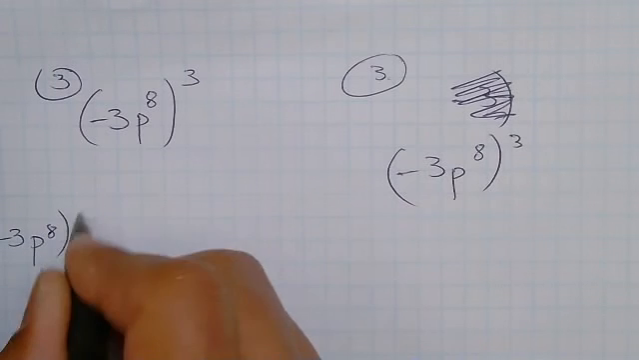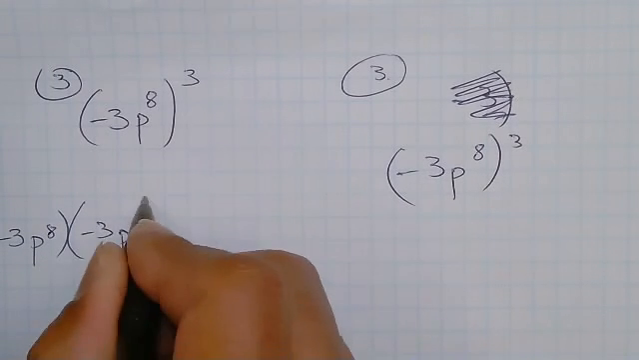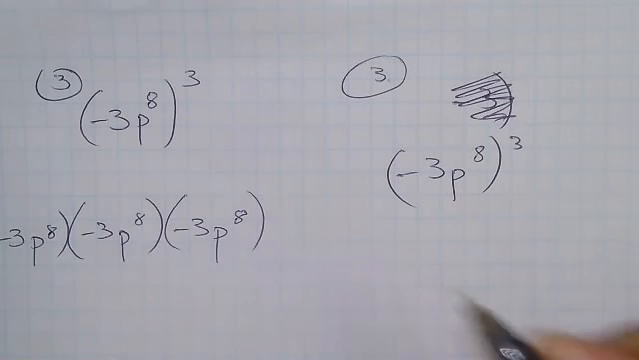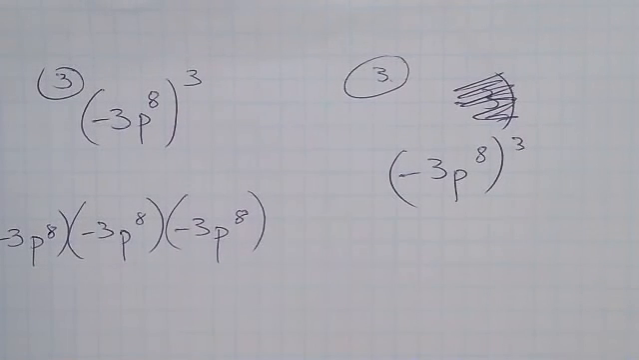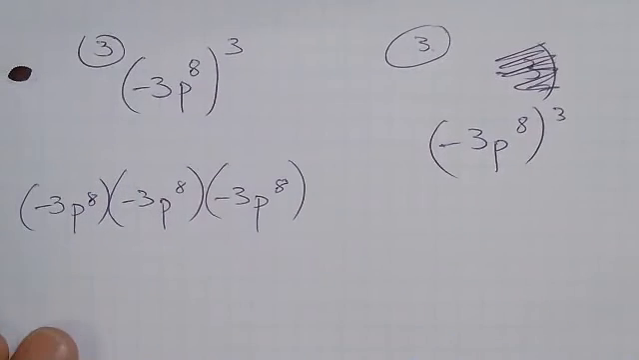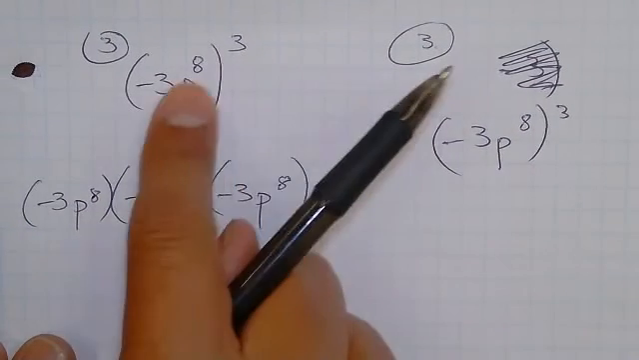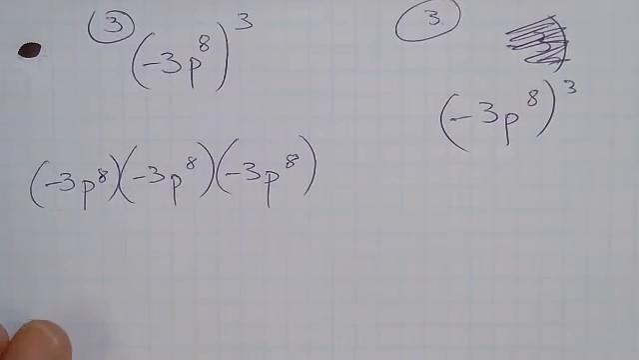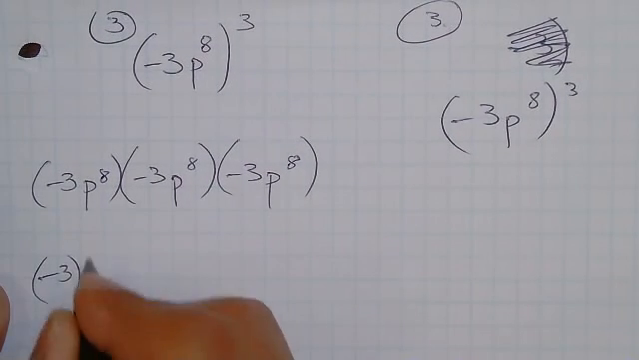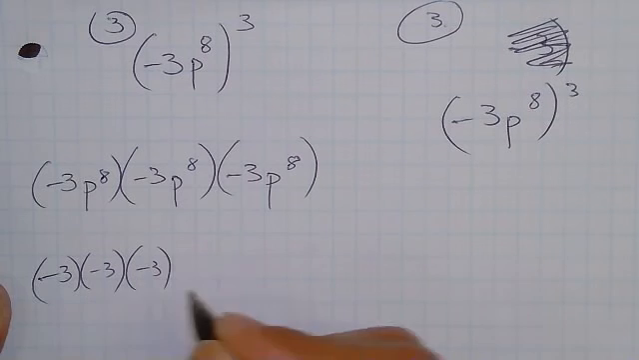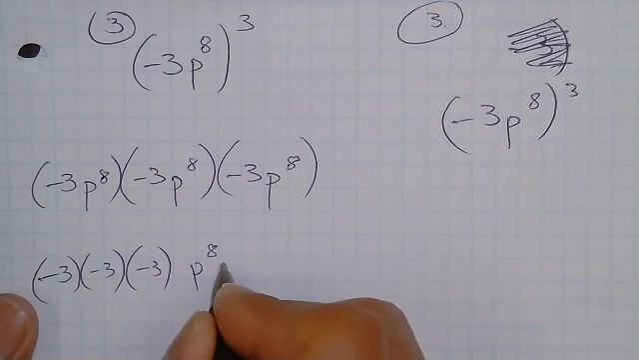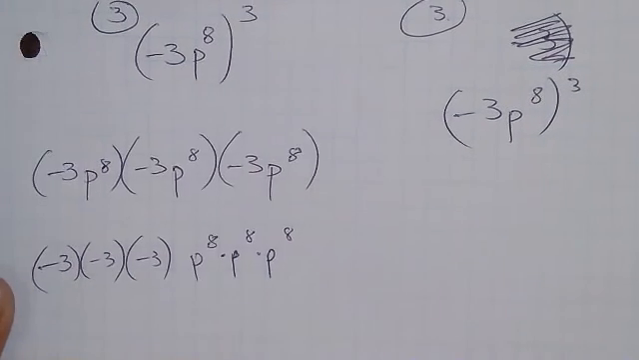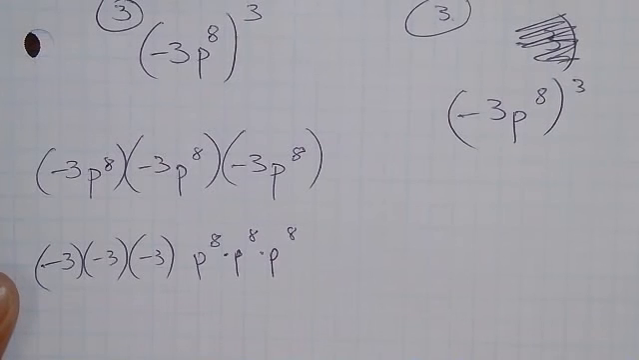Okay, product rule means I gotta write 3 of these bad boys right here. Negative 3p^8 multiplied by negative 3p^8, right? Because that's multiplication. If you want to sit there and look at it this way and that works for you, fine. It's not wrong. That's what it means. This 3 times, I got to copy 3 of those. And then that would be negative 3 times negative 3 times negative 3, and p^8, p^8, and p^8.